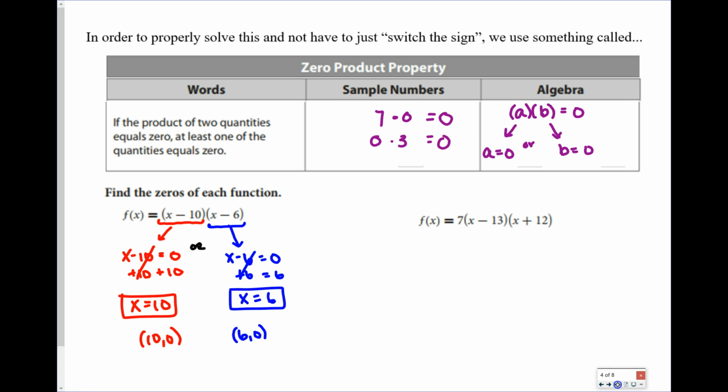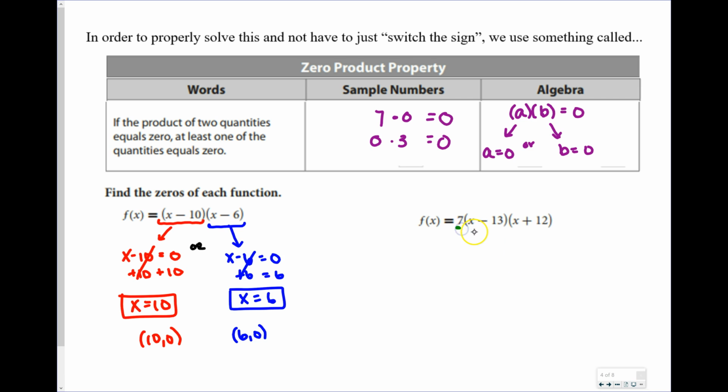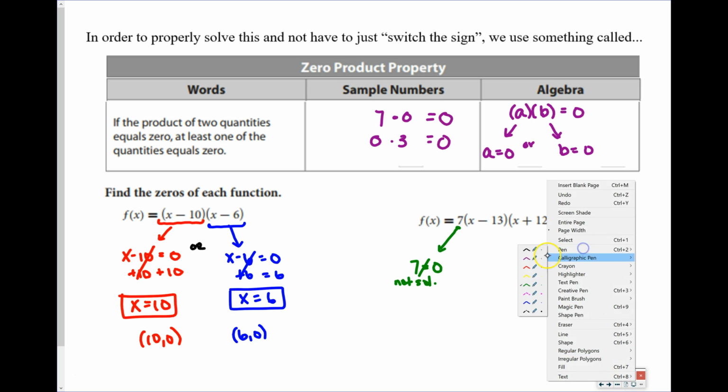Here's another problem, and the only thing different about this one is we have this number in front. Now, whenever I have a factored form, I have to pull all the factors out and set them equal to 0. So I'm going to pull this out and write 7 equals 0. Now, does that make sense? That does not make sense, so we cross that out, and that is not a solution. Even though we had to pull it out to test it, that doesn't make any sense, so that's not a solution.